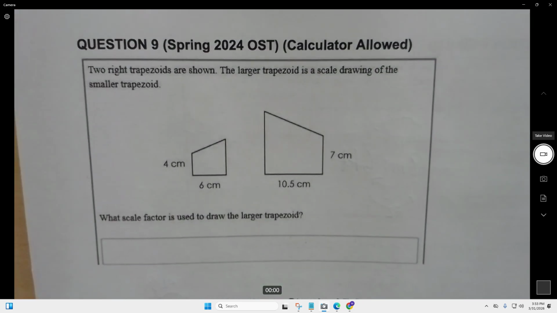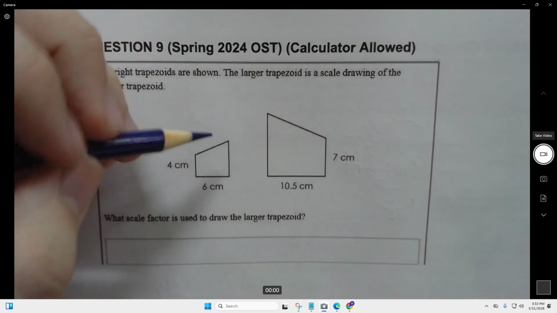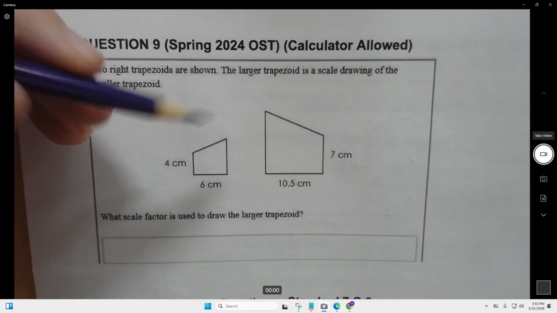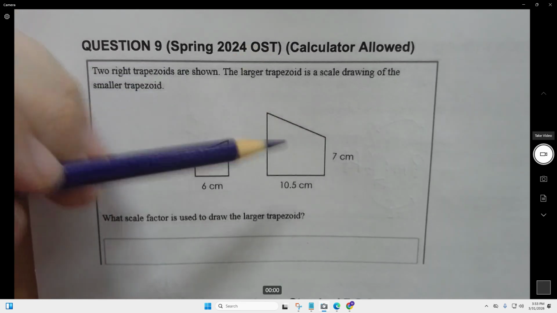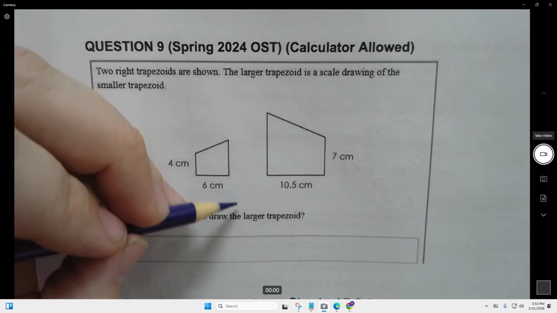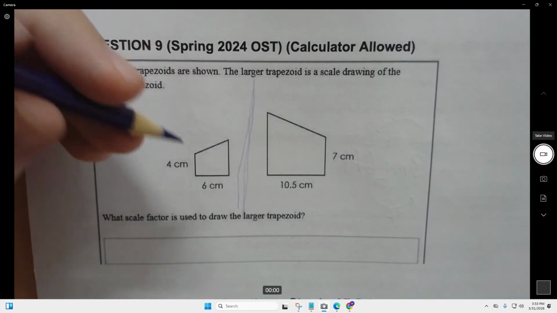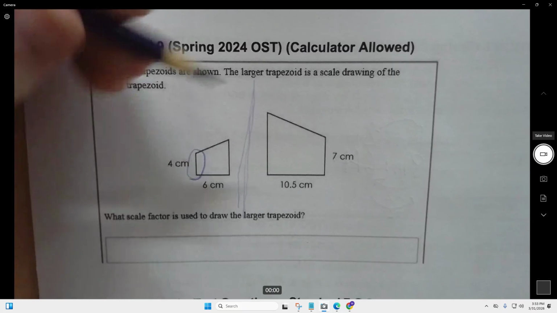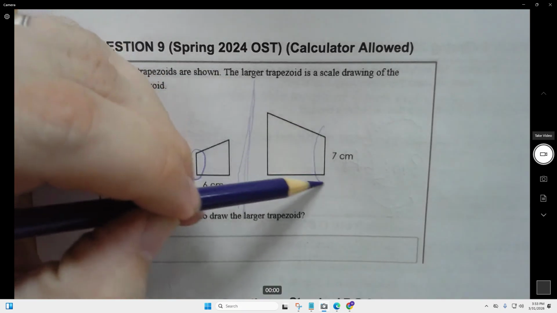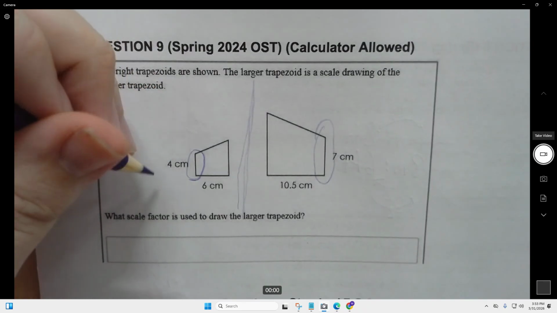One more question, then we're done. From 2024 OST, 2 right trapezoids are shown. The larger trapezoid is a scale drawing of the smaller trapezoid. What scale factor is used to draw the larger trapezoid? So, we talked about how when you want to compare scale factors, you have to compare like sides to like sides. The thing is that this shape is not facing the same way.